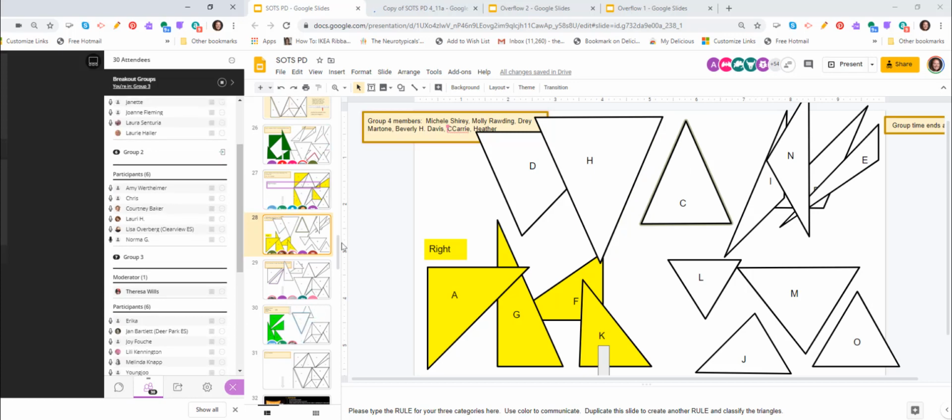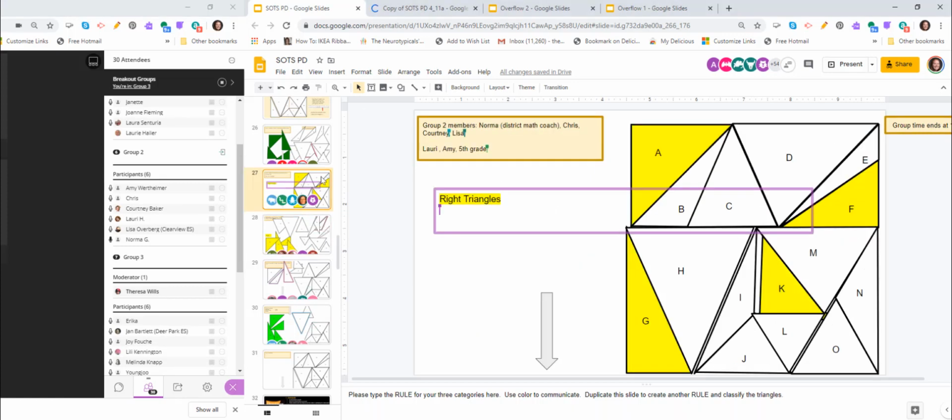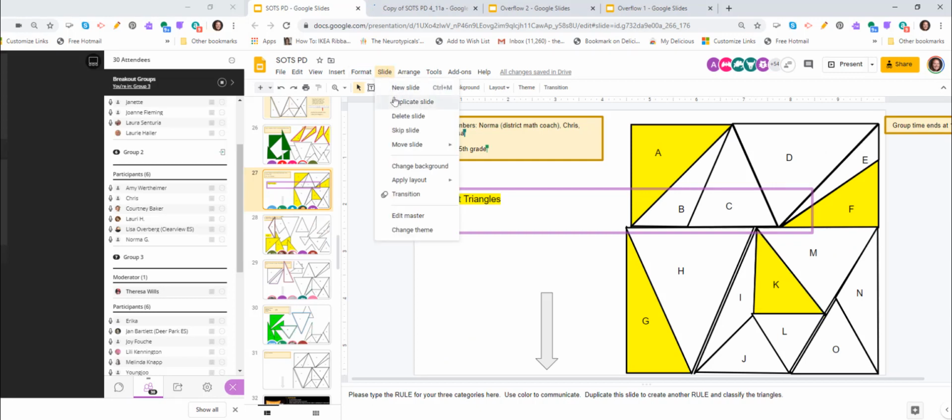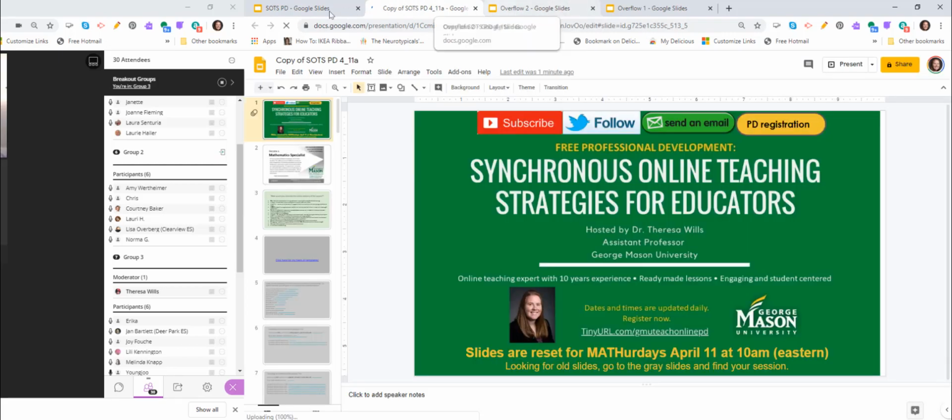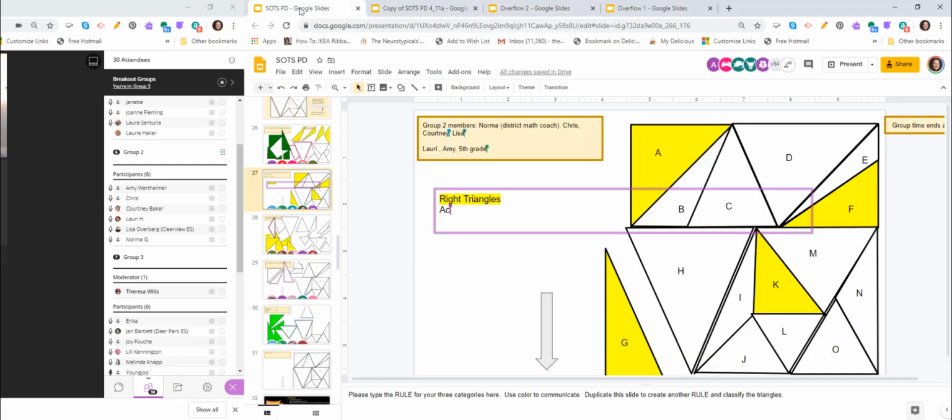So what is our category? So that's why we have to think. So I think I see a right triangle. Can I assume that A and G, K are right triangles because they don't have any mark there?